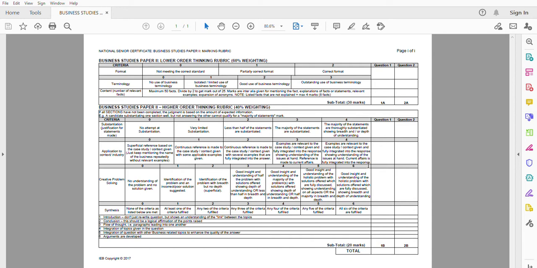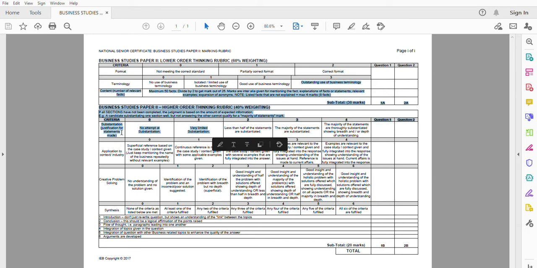Right, so the first thing I want you to notice is that the rubric is split up into two sections. Okay, so we have a lower order thinking section, and that's 60% of your weighting. Okay. Then we've got the higher order thinking section, which is 40% of your weighting.